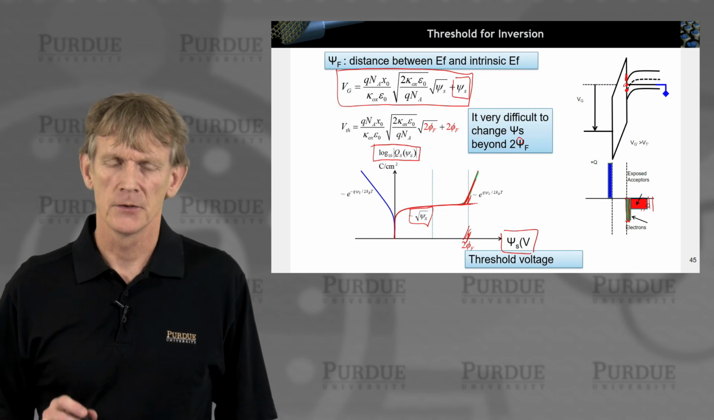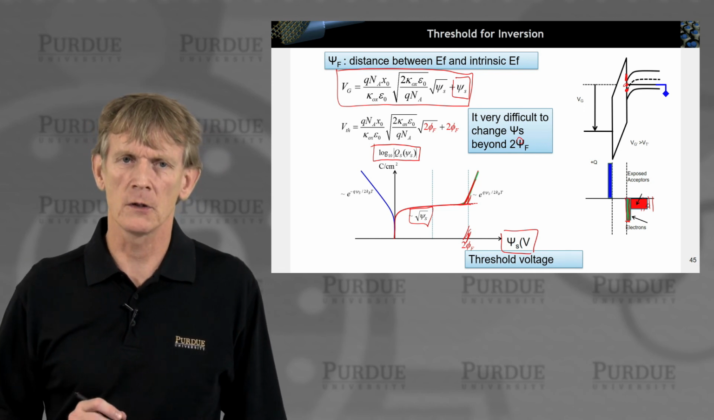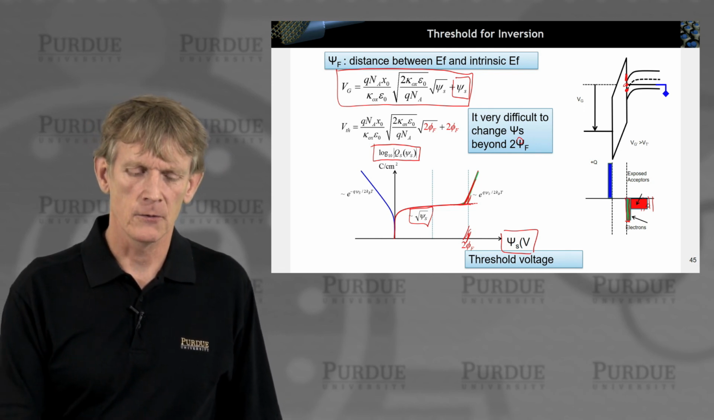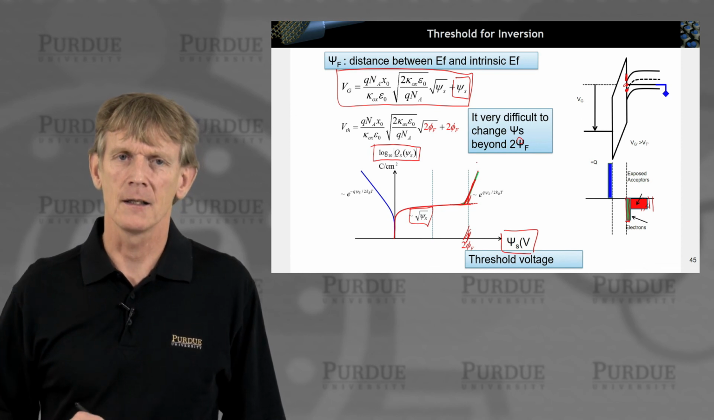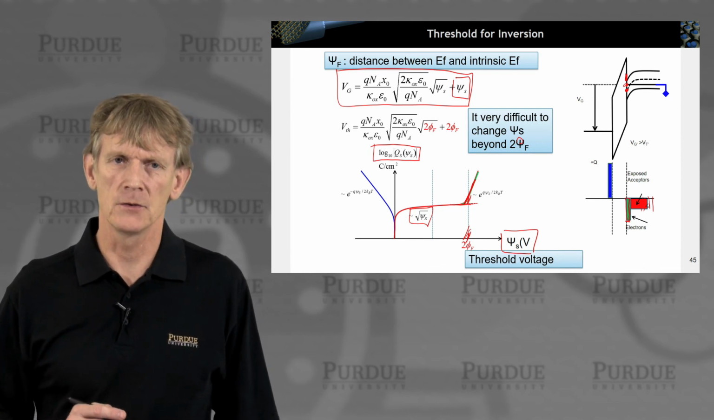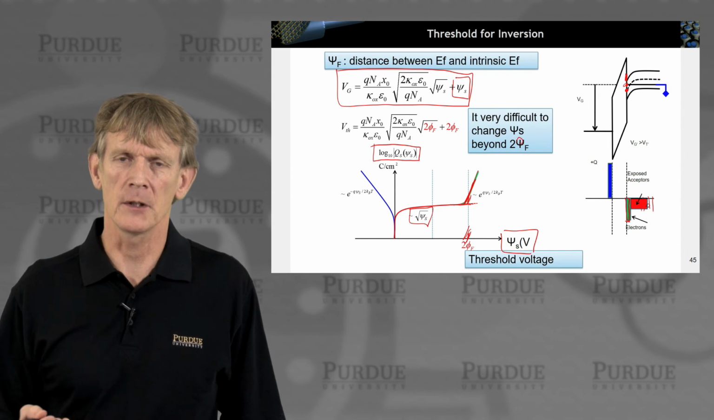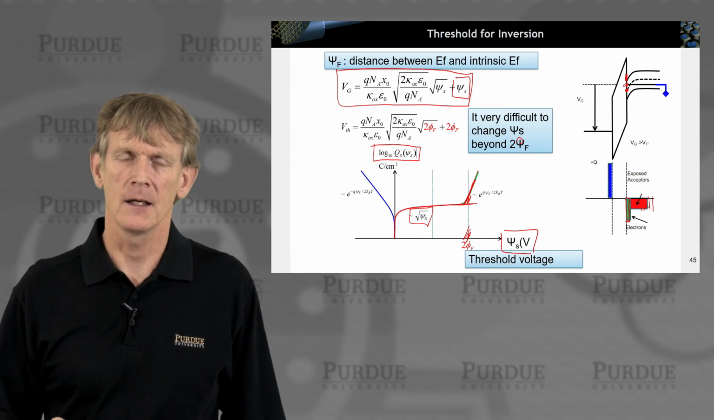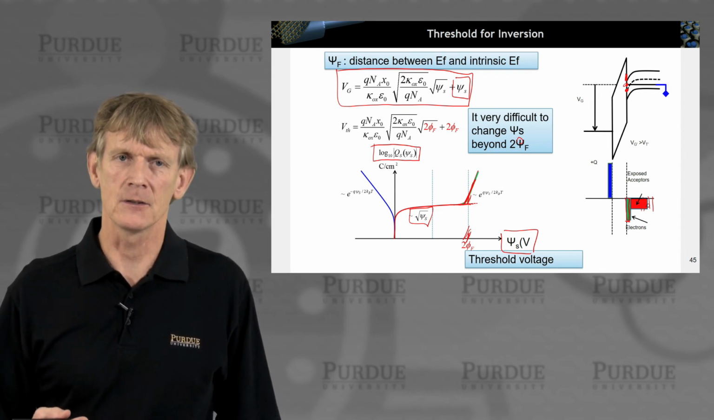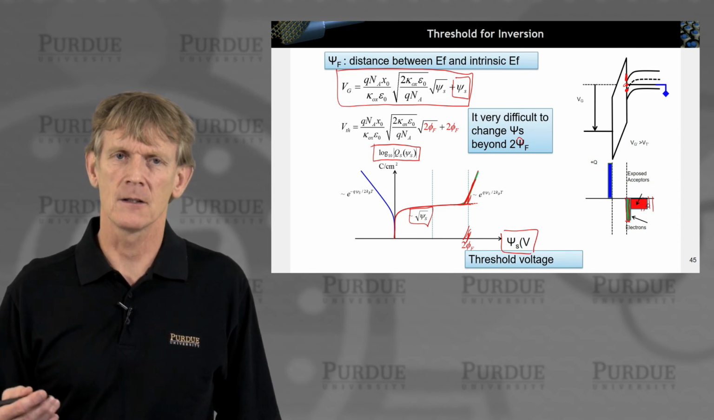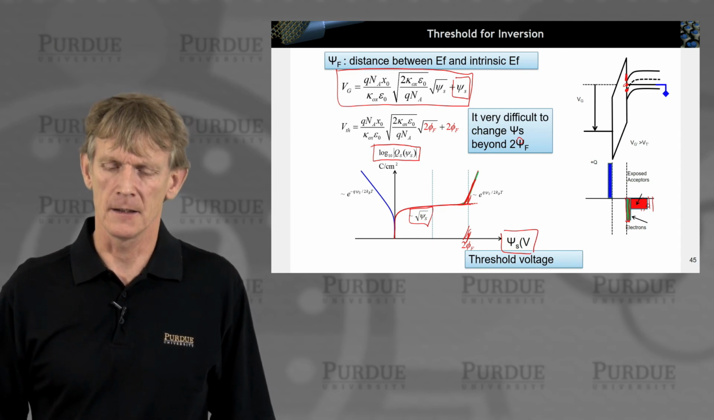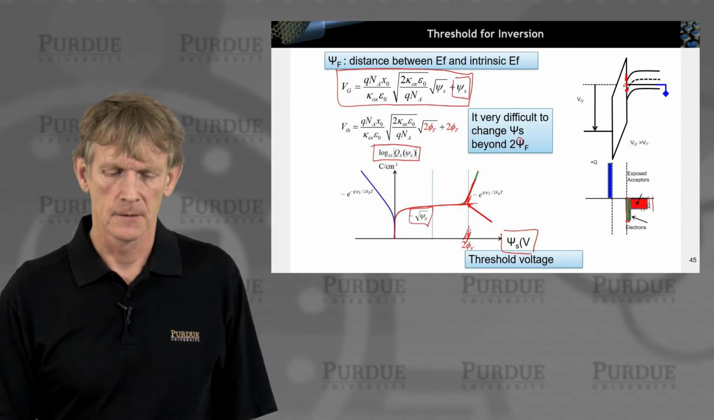So in one region it goes as square root of psi, in the other region it goes exponential as psi. And that has to do with how the carriers are being distributed in space and how they depend on the surface potential against the Fermi level in the system.